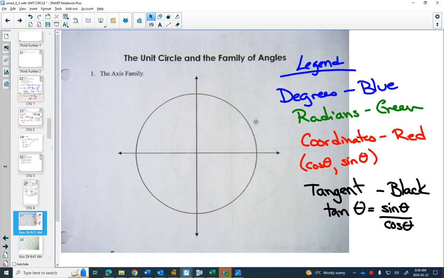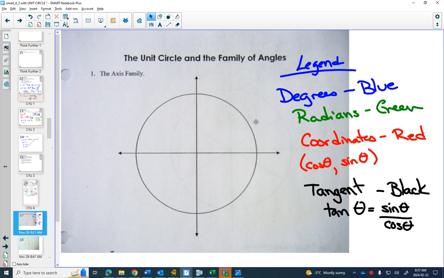It doesn't matter what color you use. And what we're going to do is find out which values, which angles, you can do on the unit circle without the use of your calculator. And these will be expected of you to be able to do mental math with going forward.